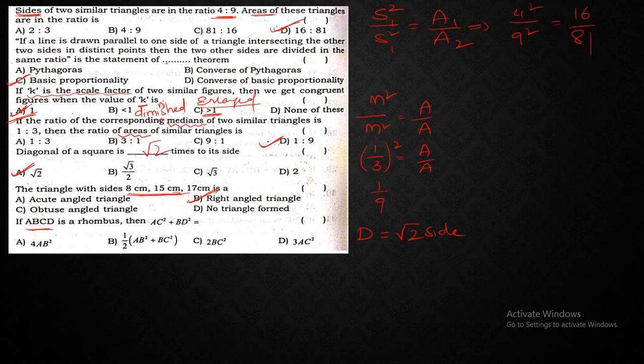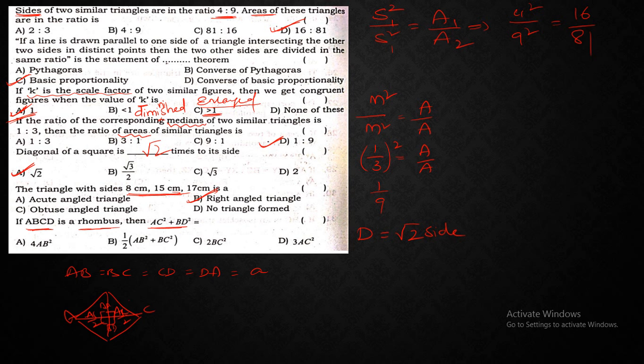Next, if ABCD is a rhombus, rhombus means all sides are equal. That means AB is equal to BC is equal to CD is equal to DA. Let us consider this as a. Then AC square plus BD square is equal to what? What do you know about a rhombus? In a rhombus all sides are equal and diagonals bisect each other perpendicularly, right? That means we are going to form 4 right angle triangles in this rhombus. If this is the diagonal AC, then this is AC by 2, this is AC by 2, and this is BD by 2, and this is BD by 2.